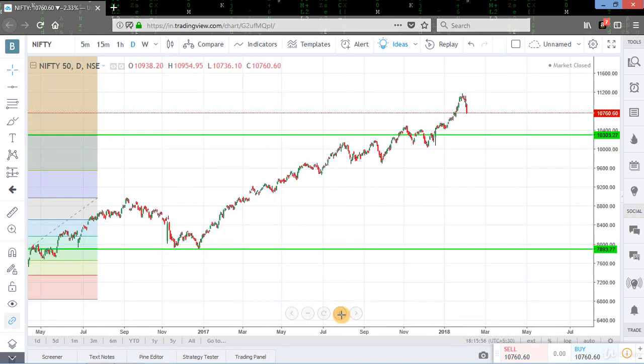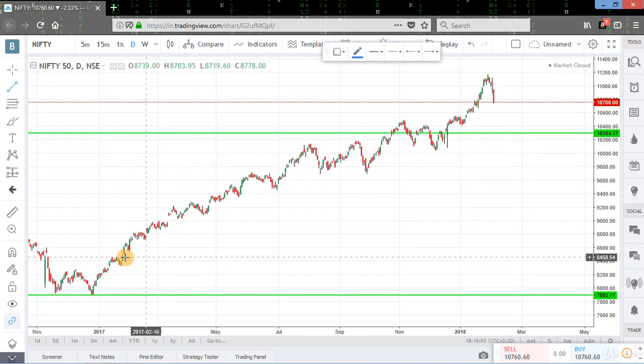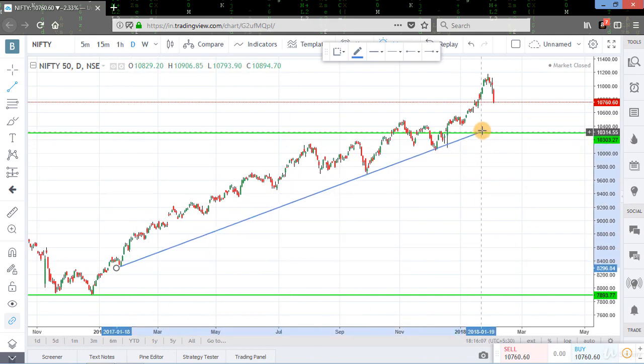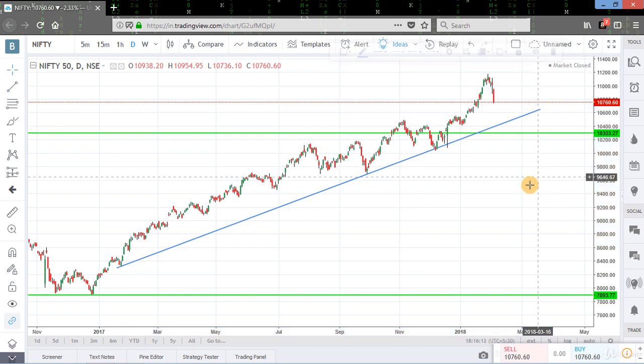Now we will draw an uptrend line for Nifty. We just joined the two initial points of Nifty and we can see this is the trend line for Nifty. This is the uptrend line.